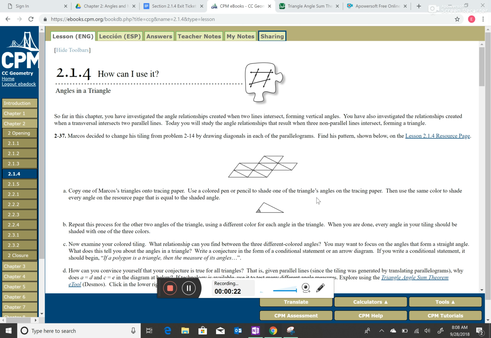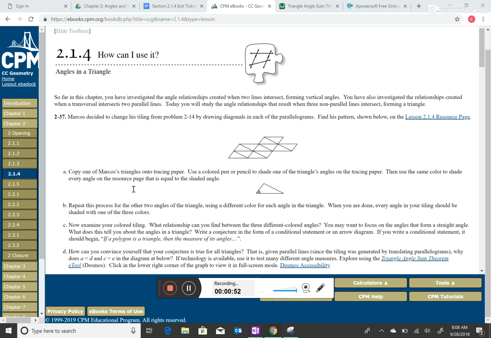So in a triangle, we're going to use all those different definitions to come up with different attributes that triangles have. So in today's lesson, you will discover that angles in a triangle add up to 180 degrees. You will also practice finding angles in complex diagrams that use multiple relationships. So we're kind of putting everything together here that you guys have done through the last 3 sections. So when you come in, the very first thing you're going to do is jump right into 2-37, which is just another tiling problem.